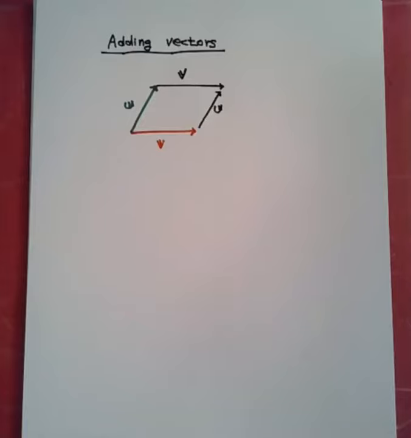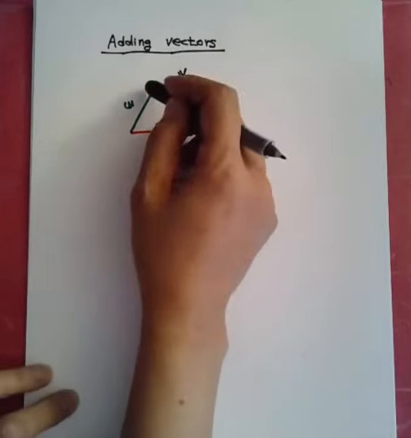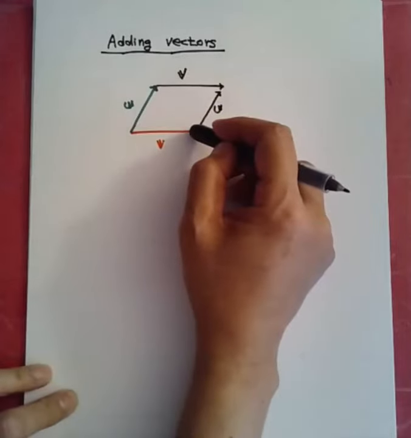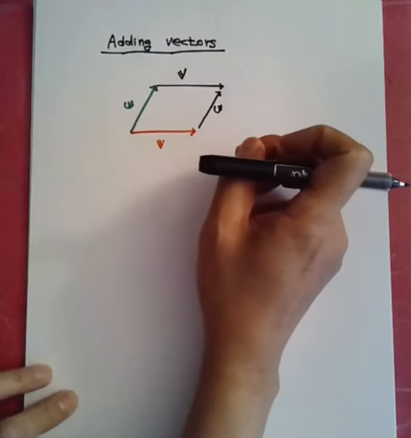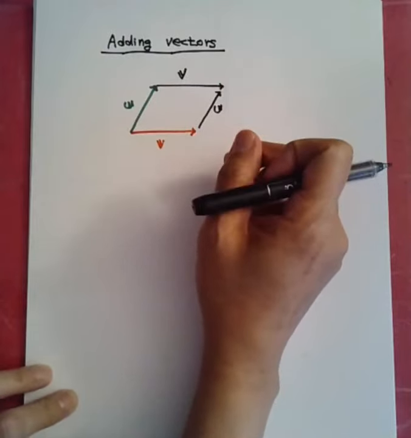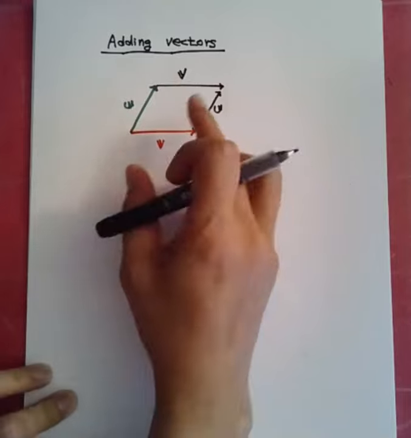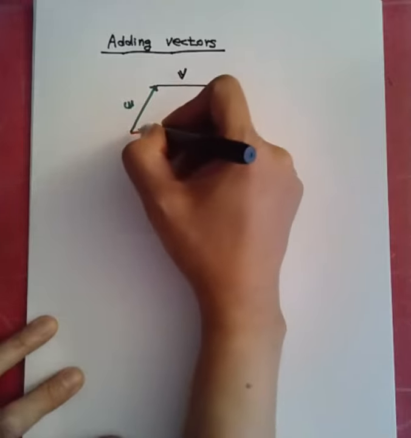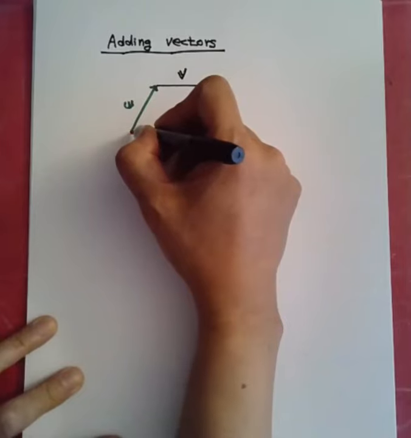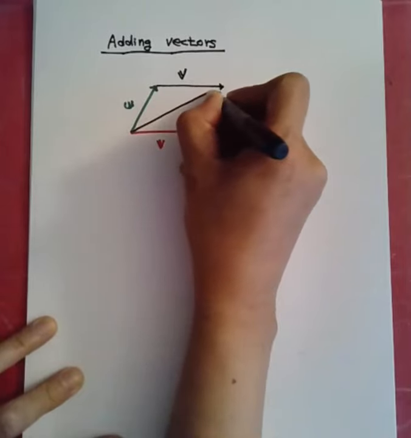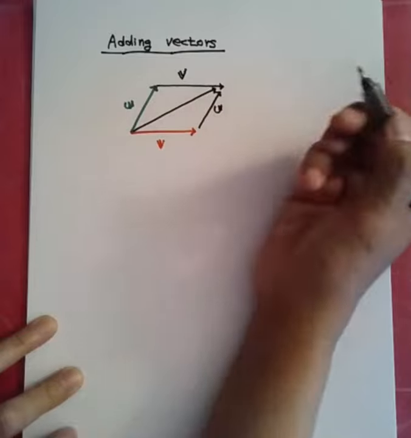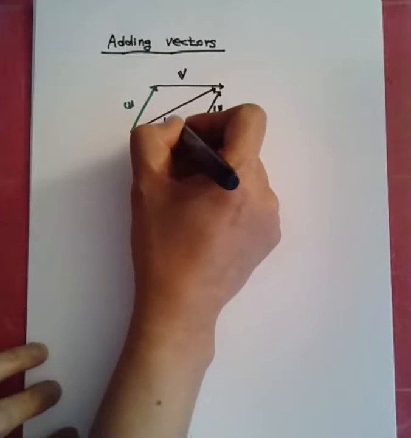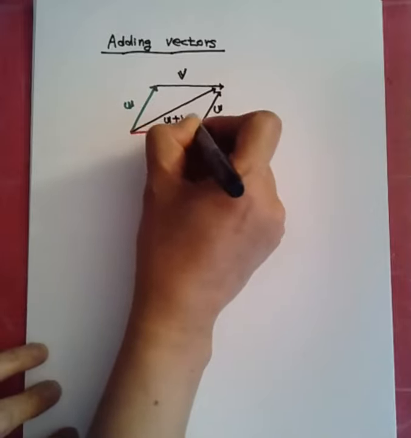We can add two vectors. Let's say we have a vector u and a vector v. Then what we do is draw the parallelogram, and then we connect the initial point with the tip of the vector u. This is u plus v.